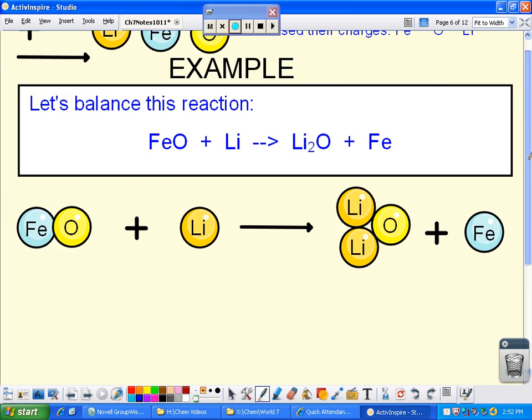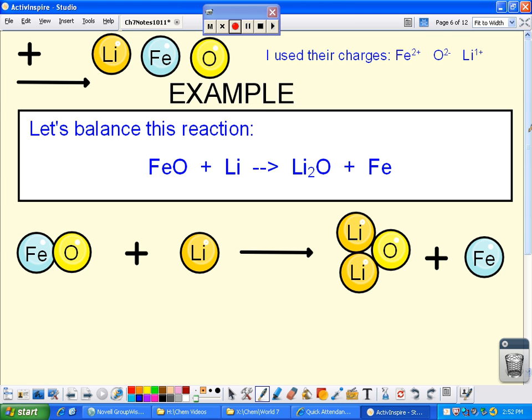All right, here's our first example. All right, Jay, it's you and me. How many irons are on each side? And so that's okay, right? They're already balanced. What about the oxygens? And the lithiums? So we need to add lithiums to which side? We need to add a lithium to the left side. So now that we have the same amount of everything?